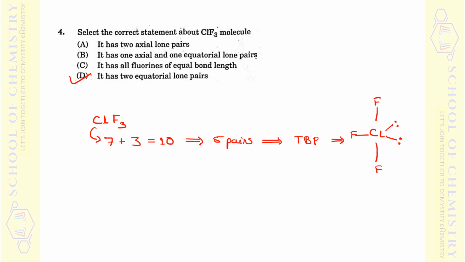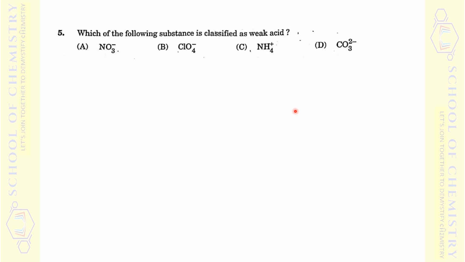Move on to the next question. This is also a very simple one. Even if you do not think deeply into the question, superficially also it is possible to answer it. Which of the following substances is classified as a weak acid? The basic idea of an acid is that it should have some protons which can be donated to some other species. From that consideration, straight away you can say that it should be ammonium, because no other species have protons associated with them. So ammonium should be the correct answer for this.